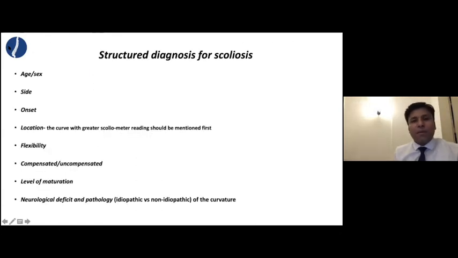Now, keep it simple. When you make a diagnosis of scoliosis, you're summarizing all what is important for creating a logical management plan. So in your diagnosis, mention age, sex, mention what side the deformity is, mention the onset, mention the location. The curve with the greatest scoliometer reading should be mentioned first. Comment on the flexibility, whether it is compensated scoliosis or uncompensated scoliosis. Where does the patient lie with respect to the level of maturation? And finally, mention about neurological deficit and pathology. If there is no neurological deficit, mention it.